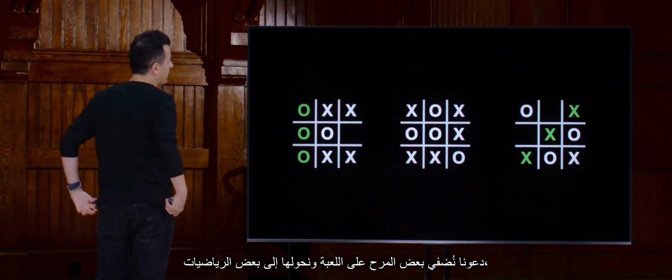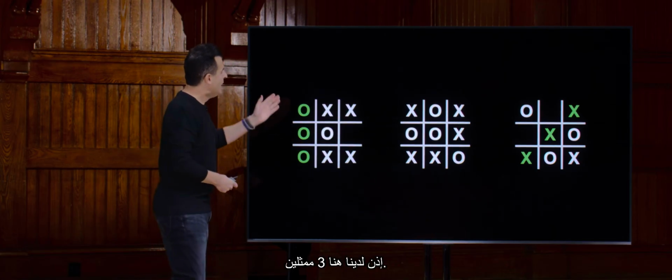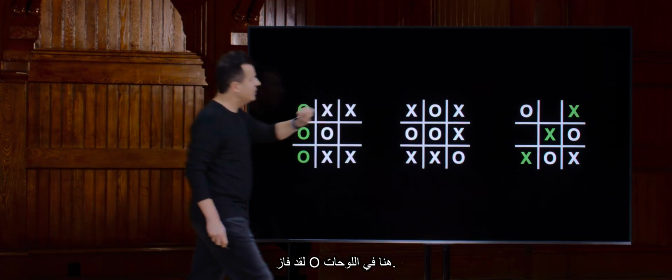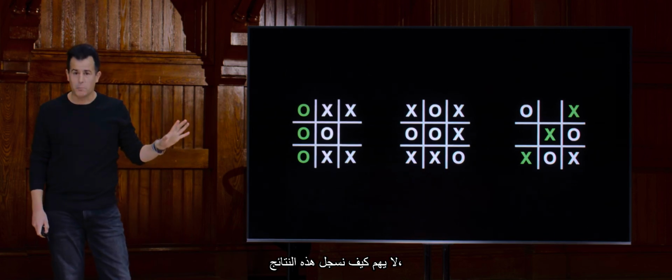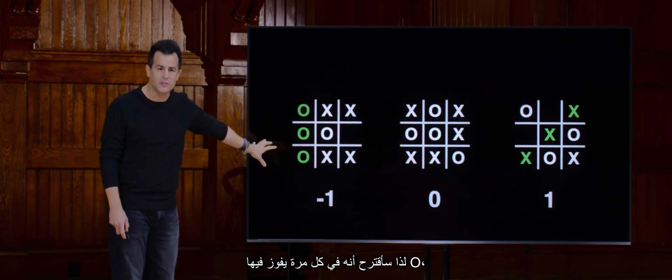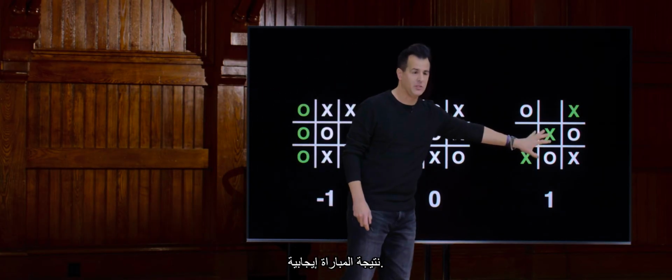So here too, let's take a bit of fun out of the game and turn it into some math, but relatively simple math. So here we have 3 representative tic-tac-toe boards. O has won here, X has won here, and the middle is a tie. Doesn't matter how we score these boards, but we need a consistent system. So I'm going to propose that anytime O wins, the score of the game is -1. Anytime X wins, the score of the game is a +1.